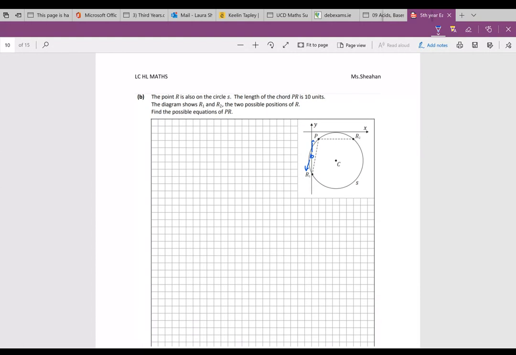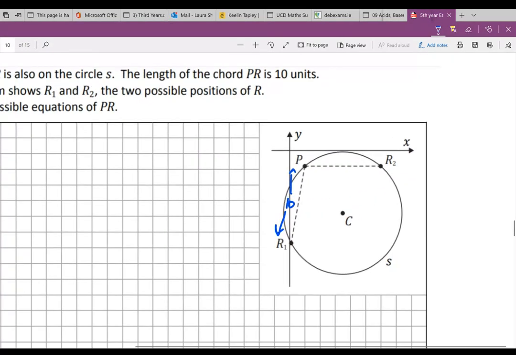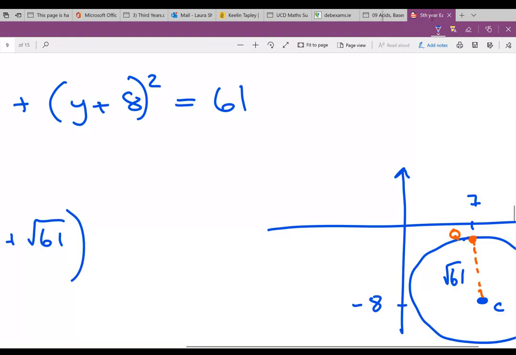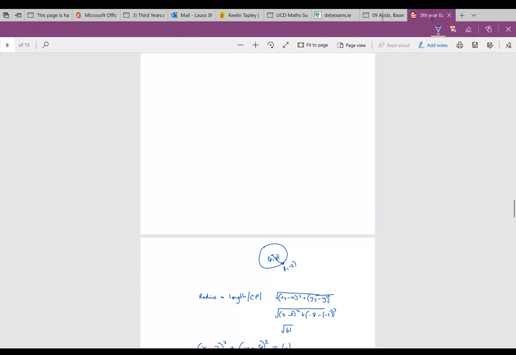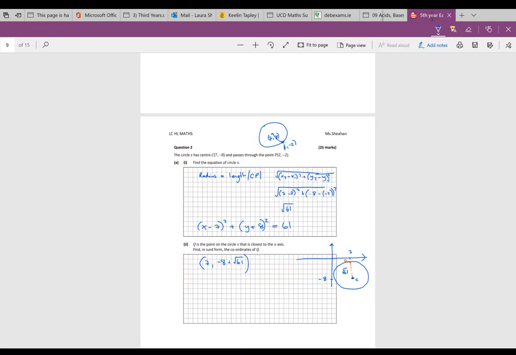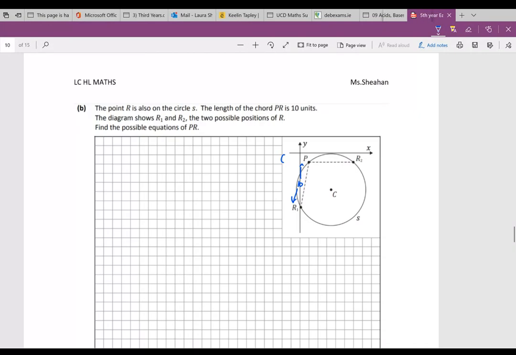Okay, this one, the point R is also on circle S. The length of the chord PR is 10 units. The diagram shows R1 and R2. Find the two possible values of R. Here, what's not to forget is P, which we were told in the last question. Let me just remind myself again. P is (2, -2).